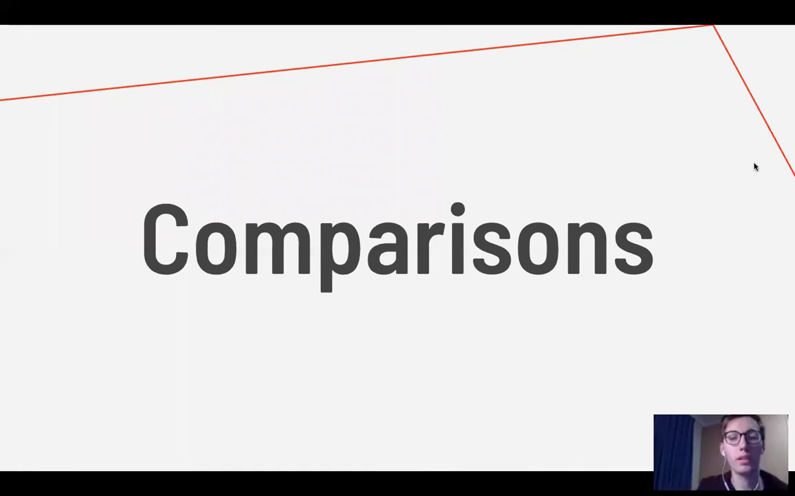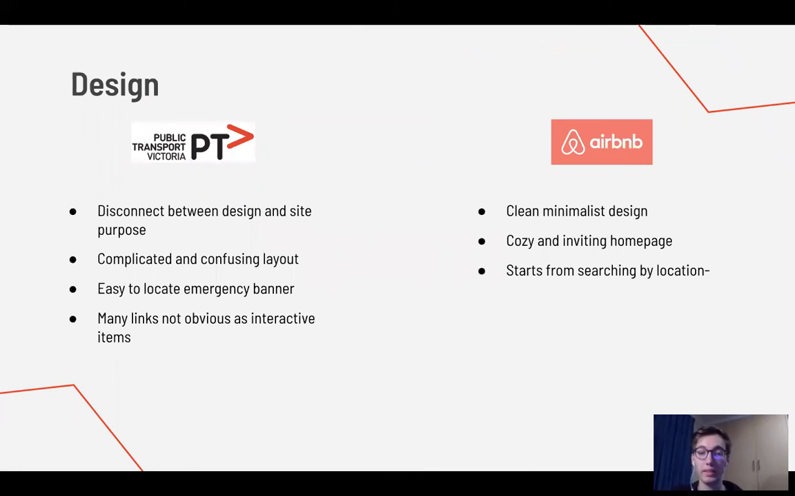With these results, we could make comparisons between how each of the sites operated from the user's perspective. Most people found that the design was very confusing for PTV, and there was a misunderstanding about what the site was for or how to navigate different areas. Whereas with Airbnb, the homepage was inviting and minimalist, and this permeated their entire experience and made it a positive.